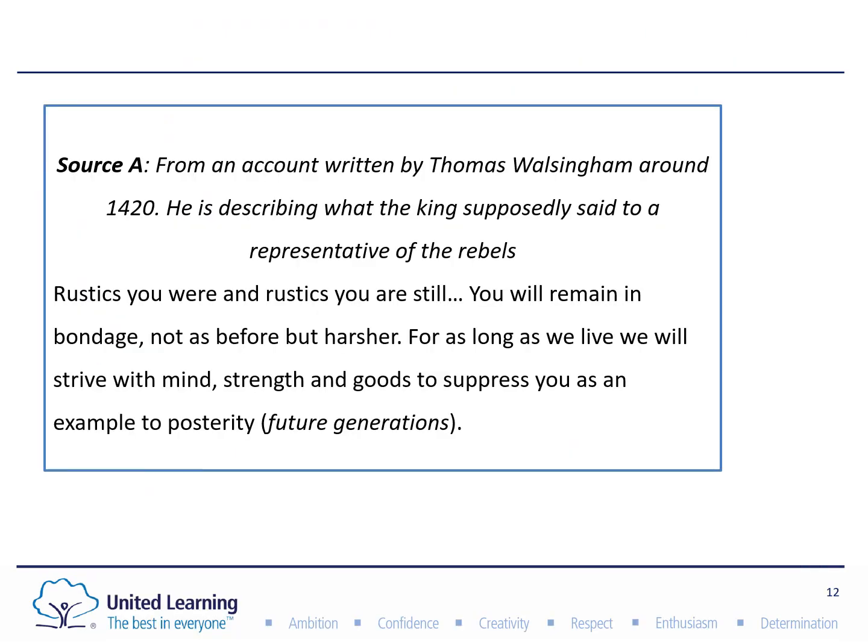So source A, this is from an account written by Thomas Walsingham around 1420. He's describing what King Richard supposedly said to the rebels. "Rustics you were, and rustics you are still. You will remain in bondage, not as before, but harsher. For as long as we live, we will strive with mind, strength, and goods to suppress you as an example to future generations."